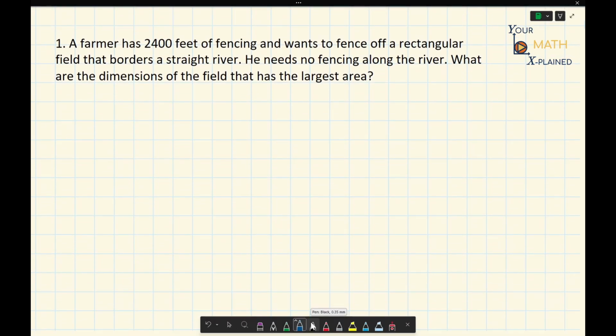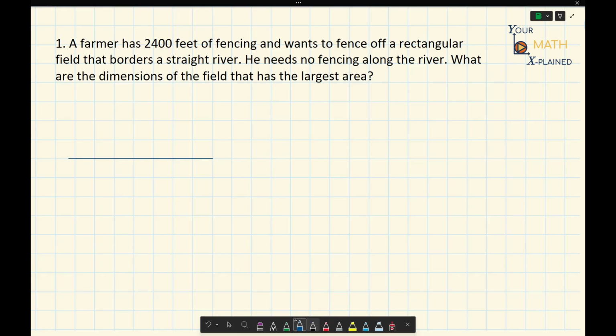Here, a farmer has 2,400 feet of fencing and wants to fence off a rectangular field that borders a straight river. He doesn't need any fencing along the river, so what are the dimensions of the field so that he can get the largest area possible? So let's go ahead and draw a simple diagram to illustrate this.